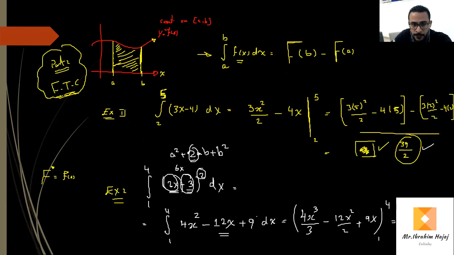Part 2 in the Fundamental Theorem of Calculus, which is the one we are already using in integration by using a definite integral, F of b minus F of a. For example, 3x minus 4 from 2 to 5, we just integrate 3x squared over 2 minus 4x, and then evaluate when it's 5 and when it's 2, and subtract the results.